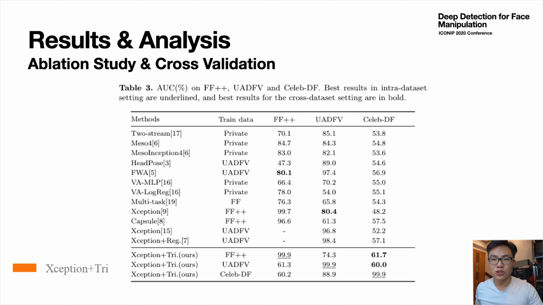Regarding the detector trained with UADFV, one strong competitor is FWA, which is merely 2.5% and 3.1% less than our method when testing the UADFV and Celeb-DF datasets, respectively. However, FWA achieved an AUC 18.8% higher than our method on testing the FaceForensics++ dataset.